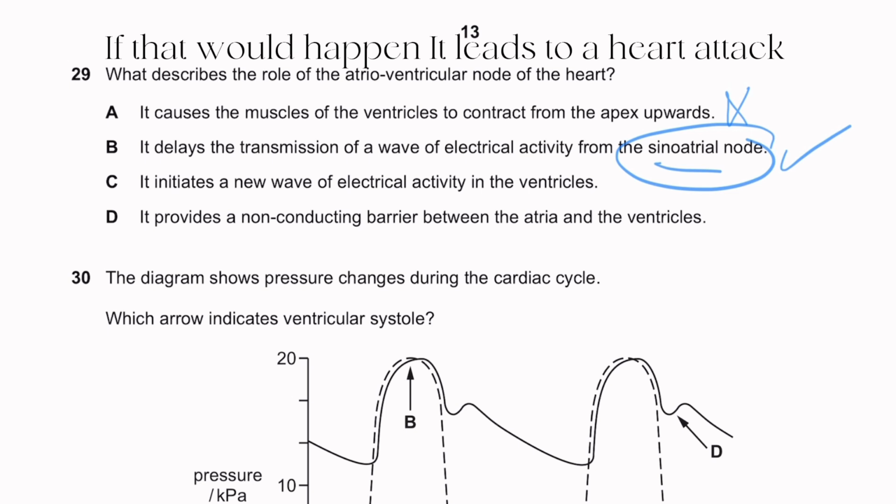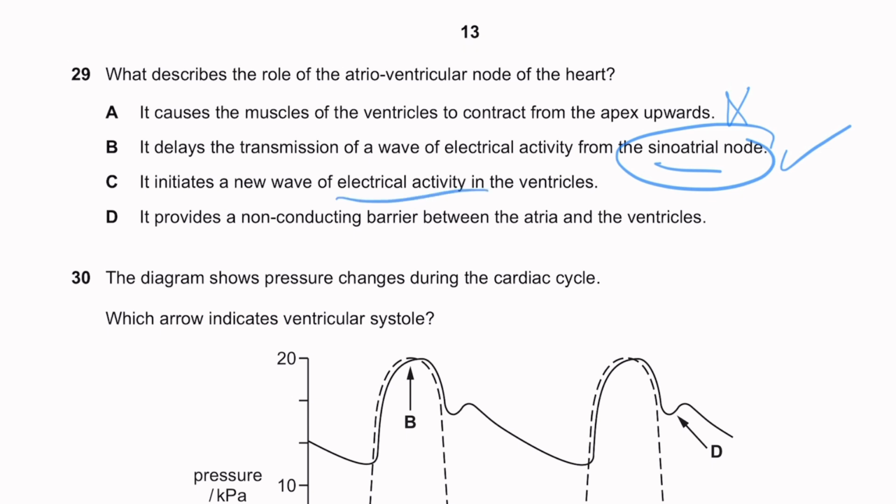It's a new wave of electrical activity in the ventricles and does not initiate anything. That's the role of the sinoatrial node. It only conducts. It provides a non-conducting barrier. Okay, this is not the role of it. It's actually the role of the non-conducting barrier.